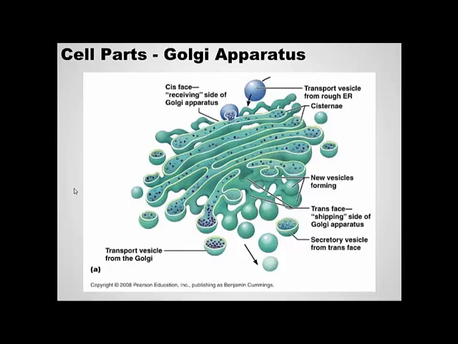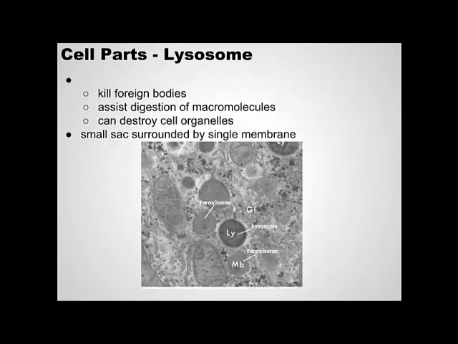So a cell that is producing a lot of products that are going to leave the cell, like cells that produce hormones, produce the hormone inside of the cell, then send it out through the Golgi apparatus to be released into the bloodstream where it can be shipped around the entire body. So secretory cells, cells that secrete a lot of products, have a lot of Golgi apparatus in them.